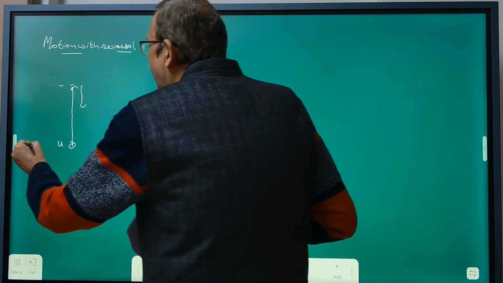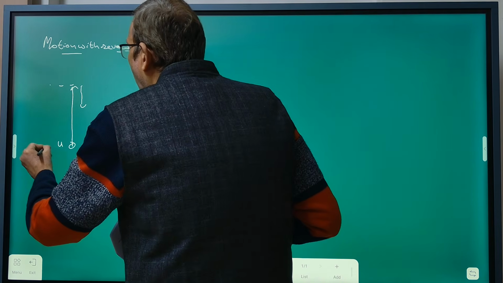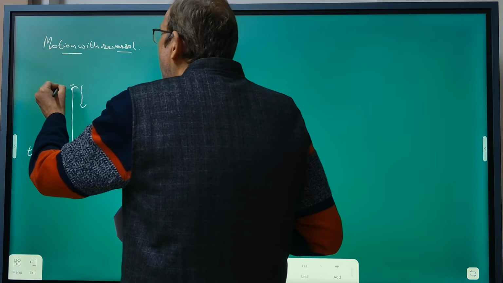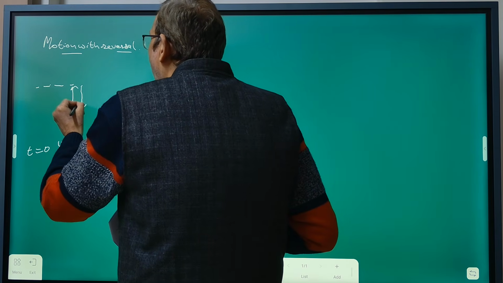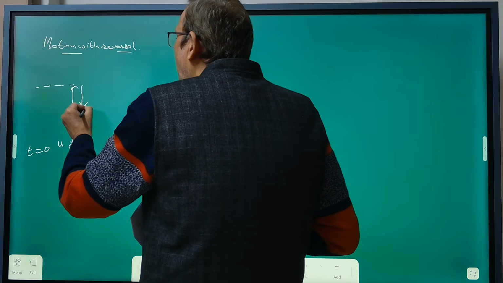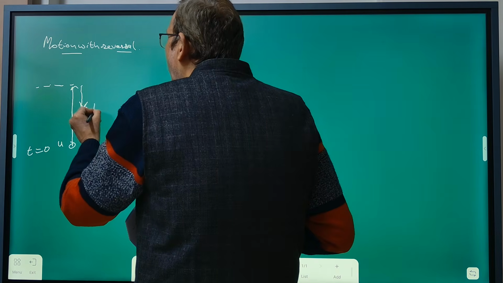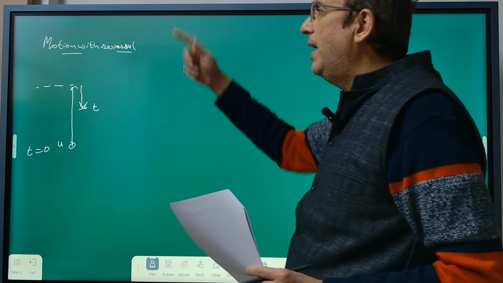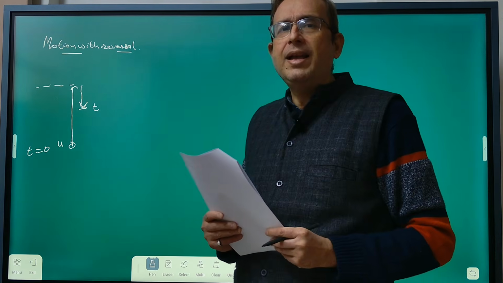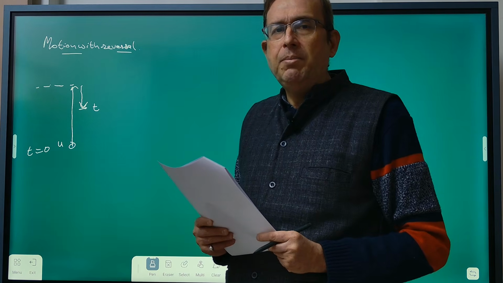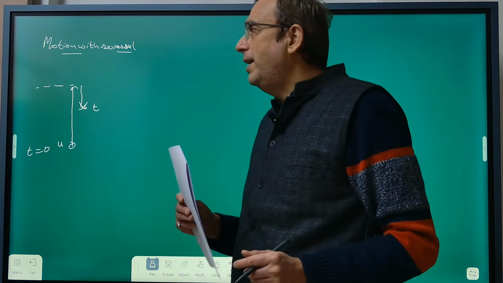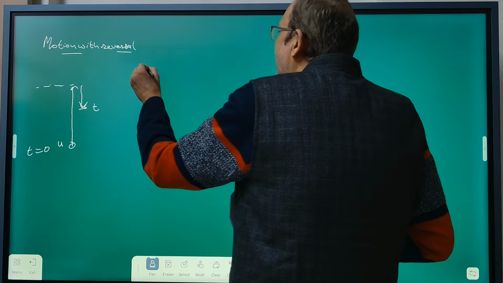Let us say it starts at time t equal to 0, and then it reaches this height and comes back. So at any particular time, what would be the time taken after it has moved to the maximum height? Let us first of all calculate the time of ascent.